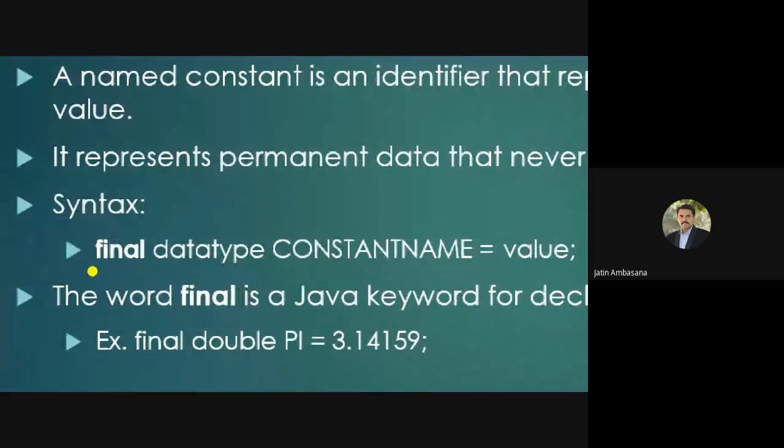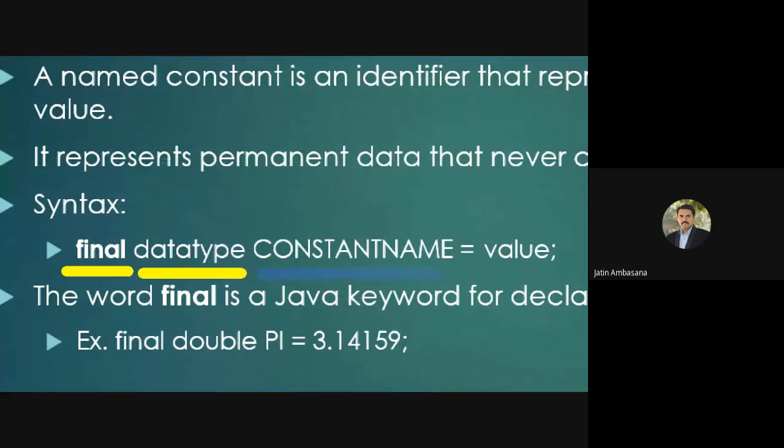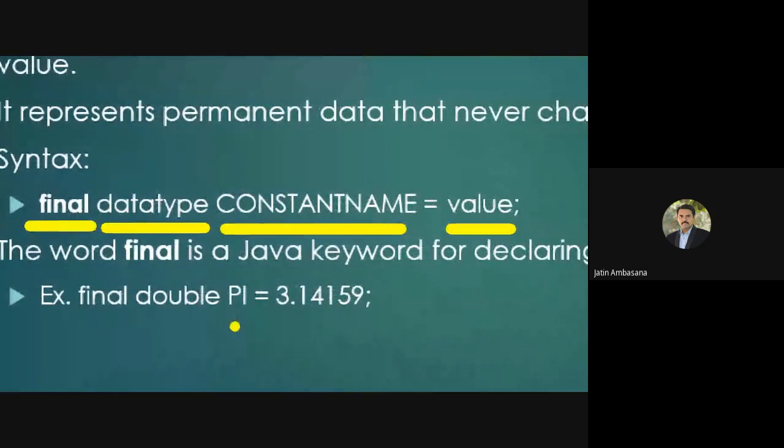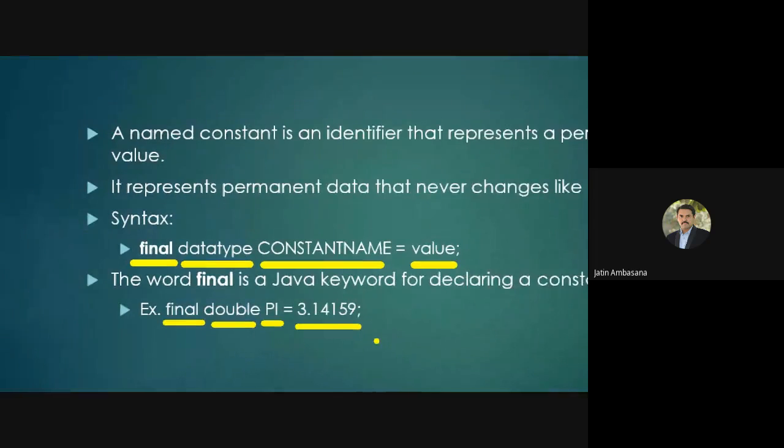So how do you define it? You say final keyword. Obviously, you use lowercase letters only because Java is case sensitive. Then the data type of the variable or constant, then the constant name and the value that you want to give it. Say for example, if you want to declare pi as a constant, how do you declare it? We say final double PI is equal to 3.141.